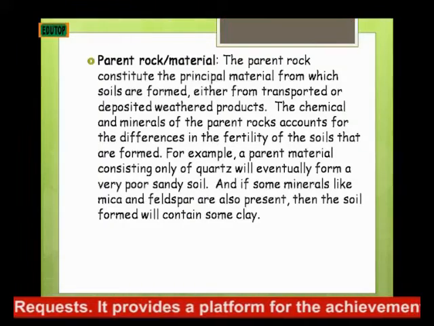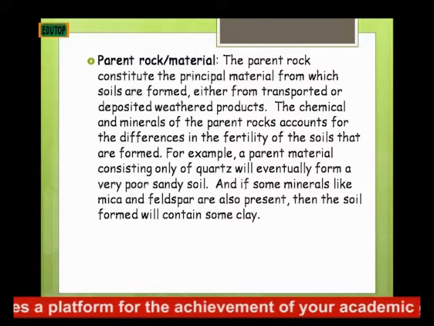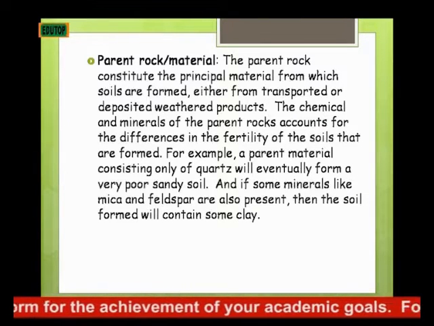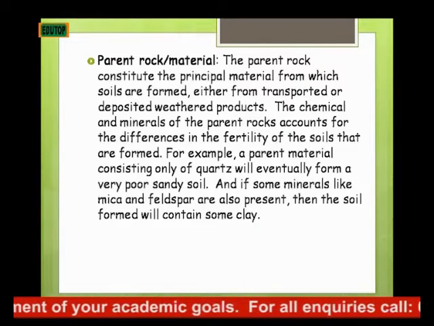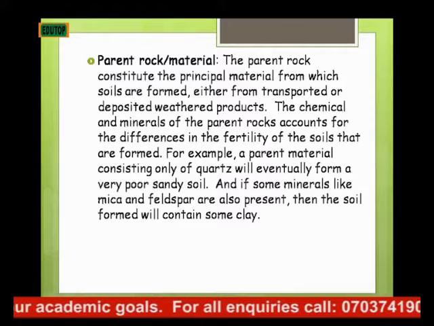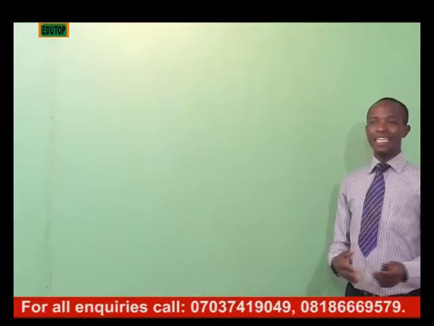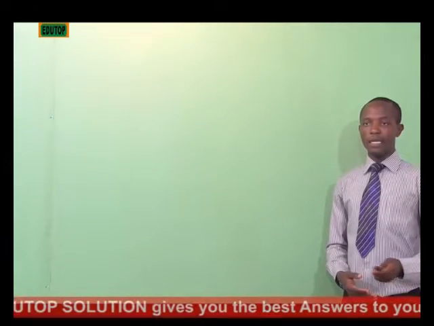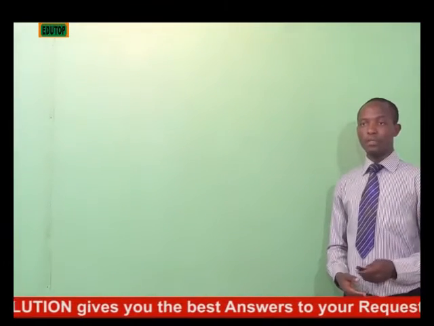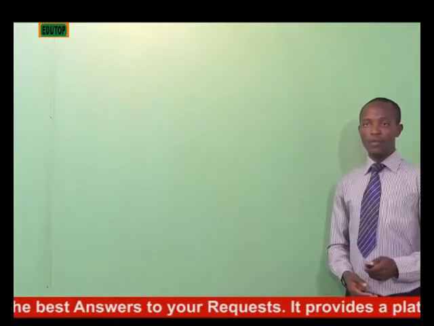For example, a parent material consisting only of quartz will eventually form a very poor sandy soil. And if some minerals like mica and feldspar are also present, then the soil formed will contain some clay. This explains the reason why we have different types of soil, and the variation in the nutrients or minerals present in the soil from one area to another.